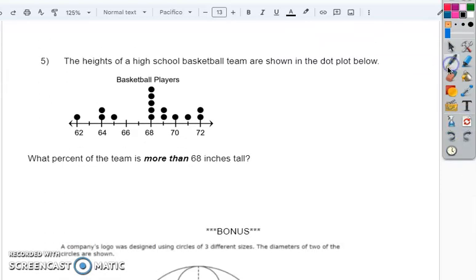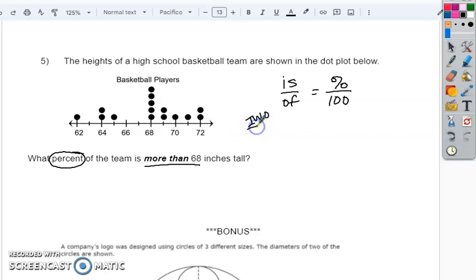Number 5. The heights of a high school basketball team are shown in the dot plot below. What percent of the team is more than 68 inches? More than 68. So we're looking for the what? Percent. We don't have the percent. When we have the percent, we change the percent to a decimal and multiply. When we don't have the percent, we use our backup method. Our backup method, which is is over of equals percent over 100. What is your of? The total, whole, original.